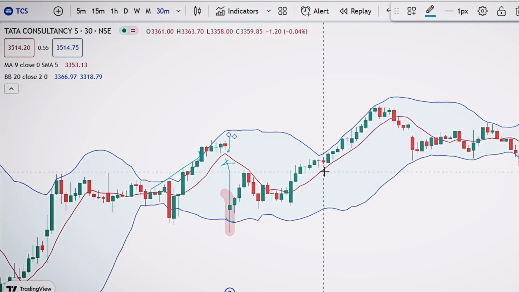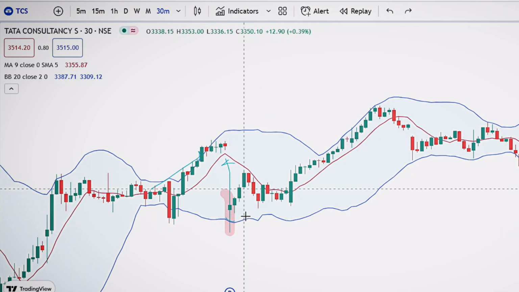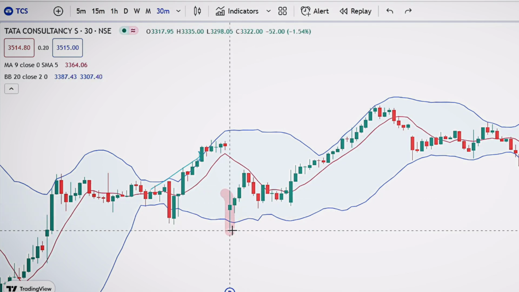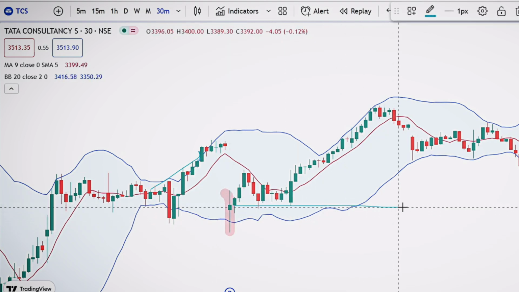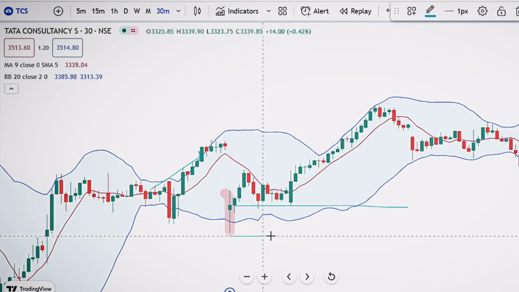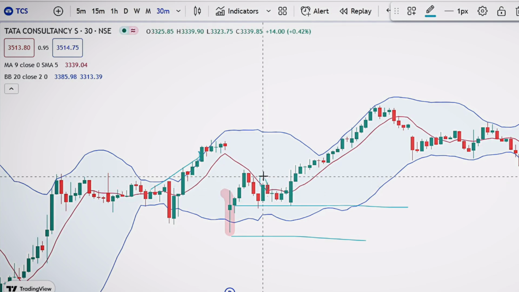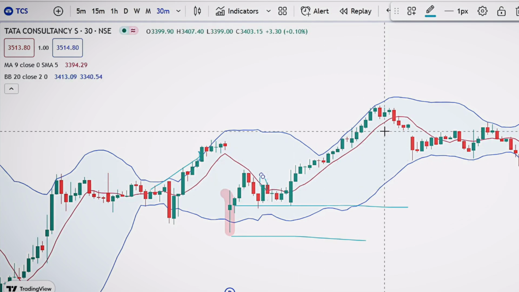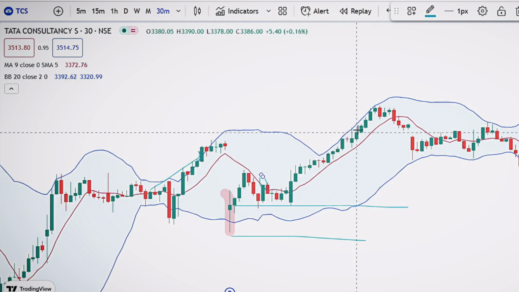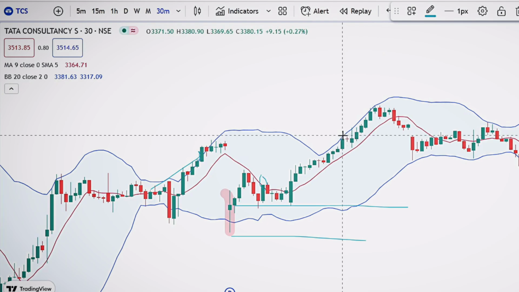We then wait for a strong green candle, which confirms our entry. This green candle is our buy signal, with a stop loss at the low of the red candle, and again we can have two targets, one at the SMA and the other at the upper Bollinger band.